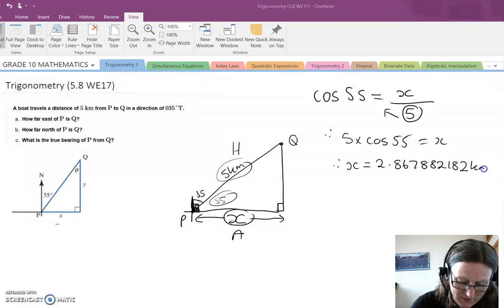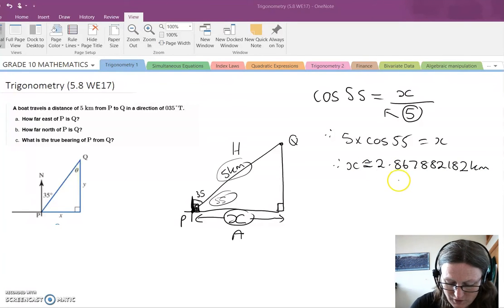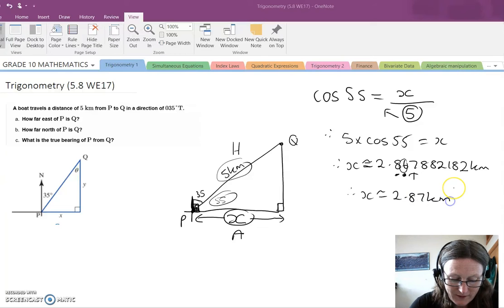2.867882182 kilometres approximately. Let's round that off to 2 decimal places. So 1, 2, the third decimal place is greater than 5, so we move this 6 up 1 to a 7. So x is approximately 2.87 kilometres east of Q.